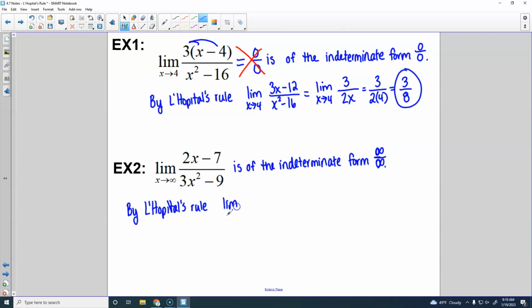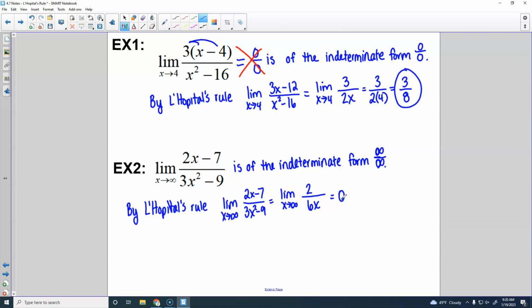The limit as x approaches infinity. I'm going to write the original that they're asking me for. And I'm going to say that it equals the limit as x approaches infinity of 2 over 6x, and in this case we would not get infinity over infinity. As x gets bigger and bigger and bigger here, we'd end up with like 2 over infinity, which is 0. So we could say 0 there.